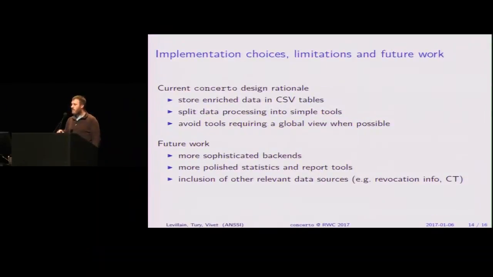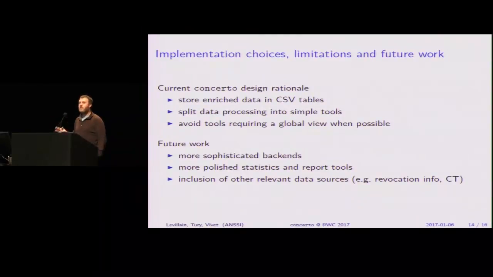Okay, this is just a way to say that Concerto is today mostly stupid. It's just a bunch of CSV tables, and the real smart parts are in the parsers and in the way we build the certificate chains. And so we would like to improve some of the stuff, like the backends, more reporting tools, and include all the data sources like certificate transparency, for example.